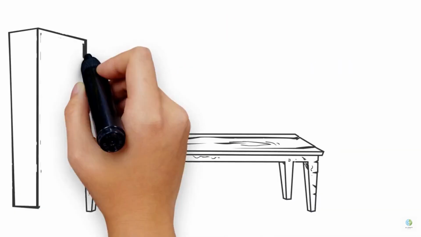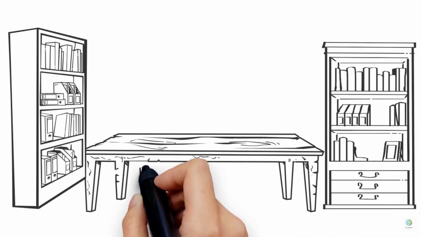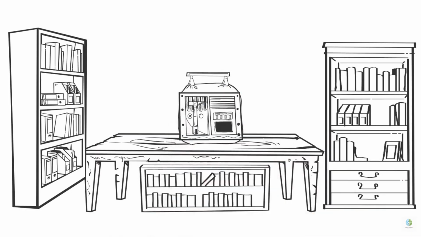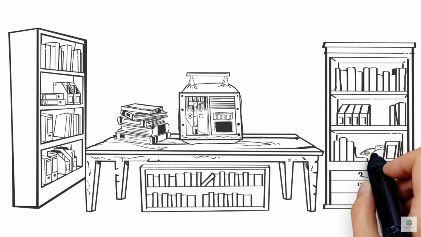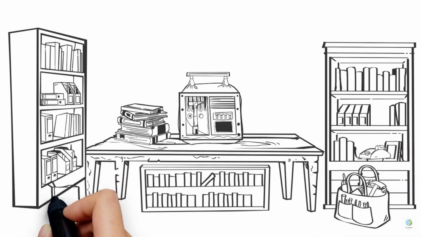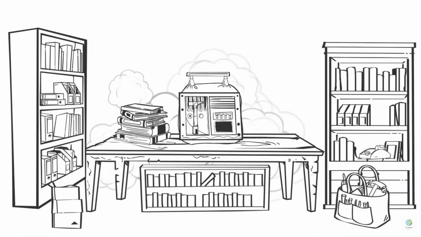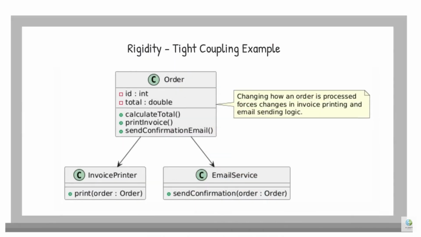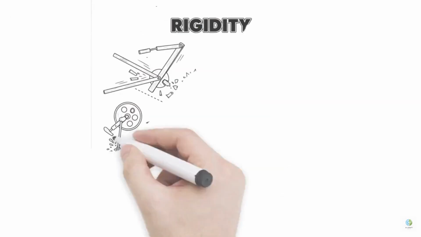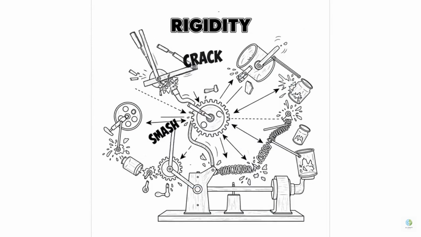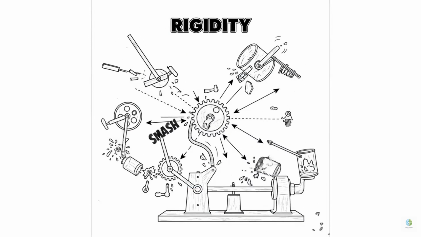Software rot is what happens to a poorly designed system over time. As you add more features and make more changes, the code gets harder and harder to manage. You start to see some classic symptoms: rigidity. A small change in one spot causes a domino effect, forcing you to make changes all over the codebase. It's like trying to move a single piece in a giant Jenga tower. The whole thing starts to wobble.